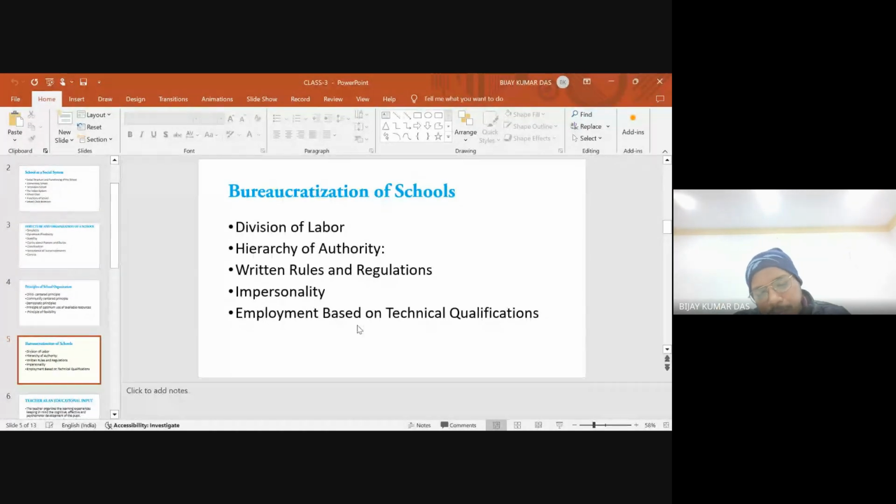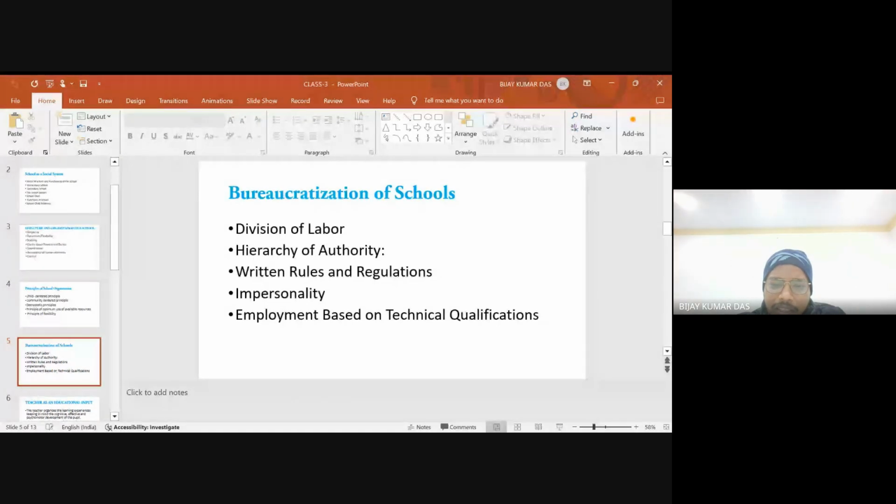And we are also following those things. Written rules and regulations are there. Impersonality, I just talked about earlier. Impersonality should be there, isn't it?